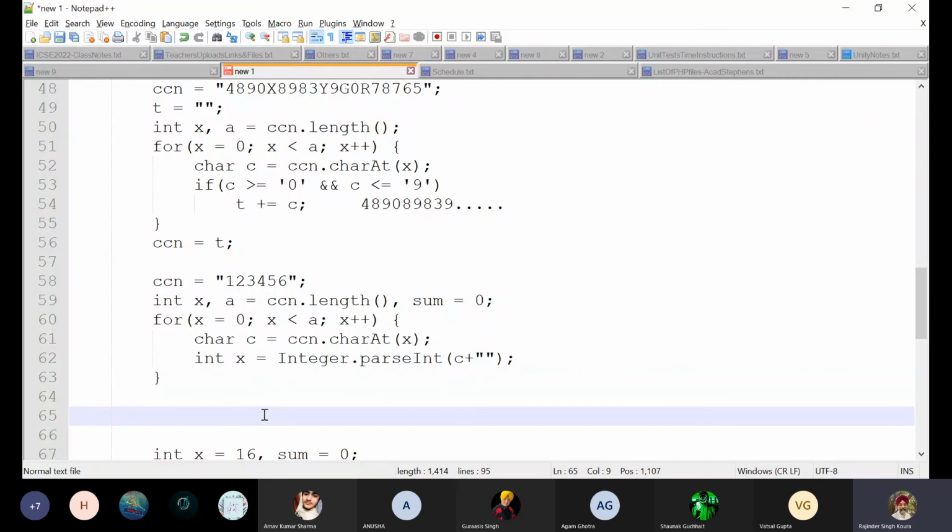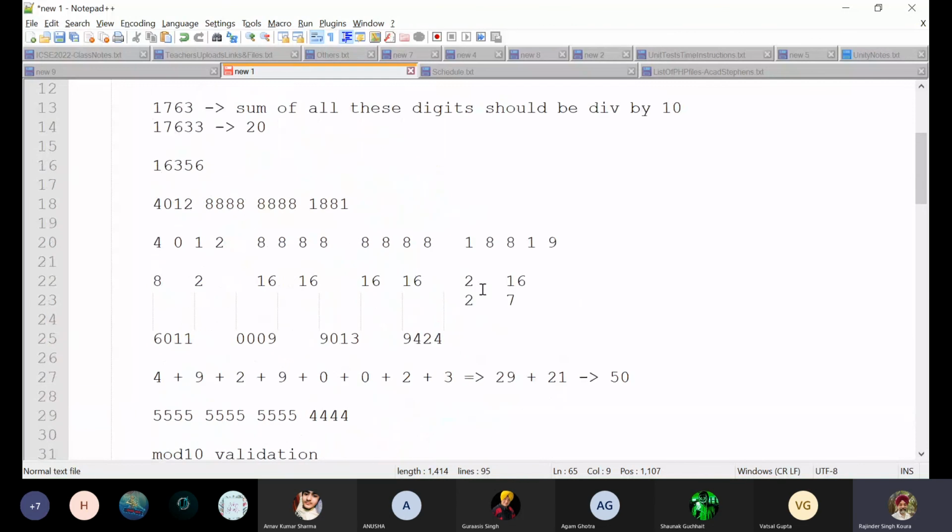Okay, so this you have to figure out yourself. And most of you will be doing the double addition in one loop and the single addition in another loop, and then you will add the two numbers. So suppose this number comes from the double part and this number from the single part, then you can take the sum of both, and then you figure out whether it is divisible by 10 or not. Right?